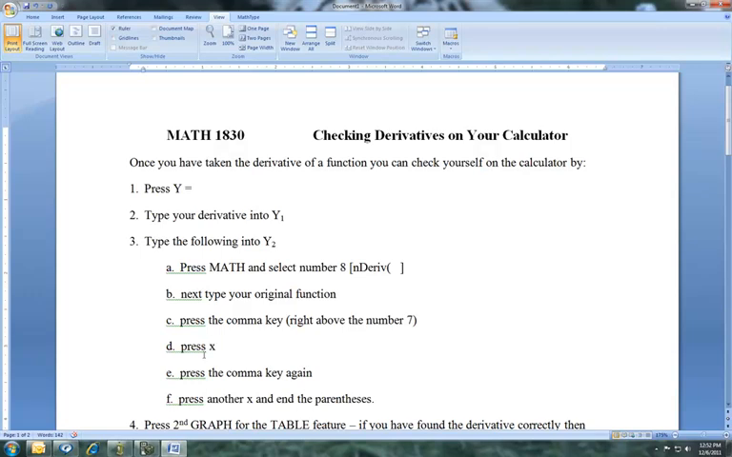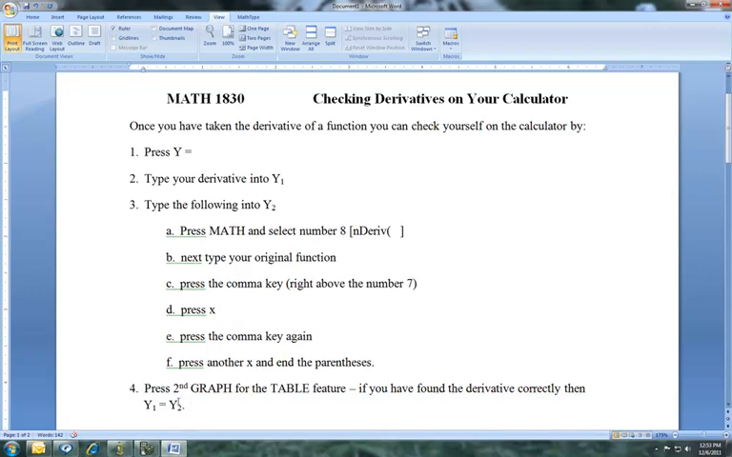Press X. Press the comma key again and press another X, and close the parentheses. You put this first X in to tell the calculator what your independent variable is. The next X, I could put in a specific number, but I want the table to generate it, so the calculator will read that. Next thing you do is press 2nd Graph for the table feature, and if you found the derivative correctly, then your Y1 will equal Y2.